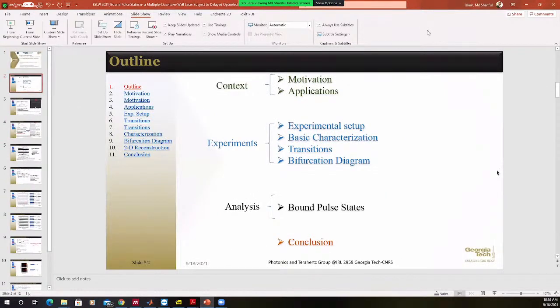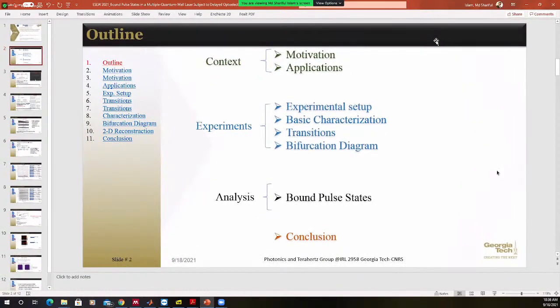So this is the outline of my presentation. We'll first discuss the background of the project, followed by some interesting applications. We'll then dive into the experimental details and present the experimental observations. Finally, before concluding, we'll introduce a brief account for the experimental observations in terms of the theoretical understanding.